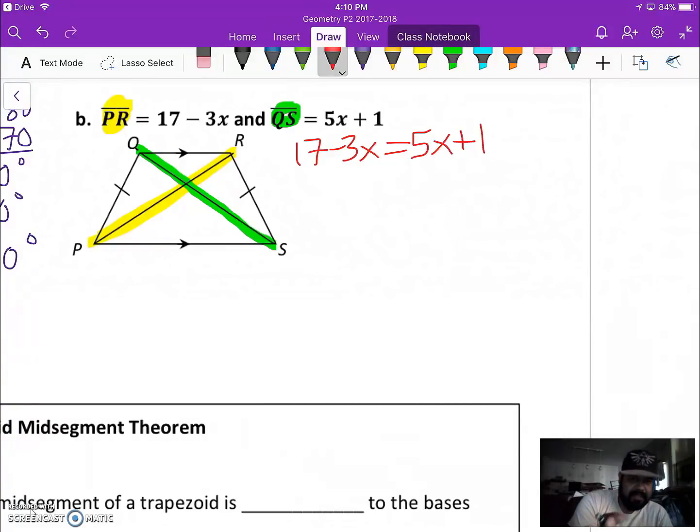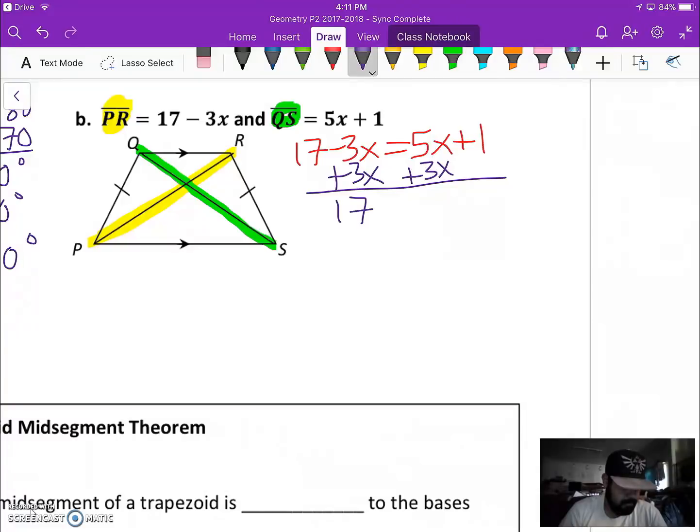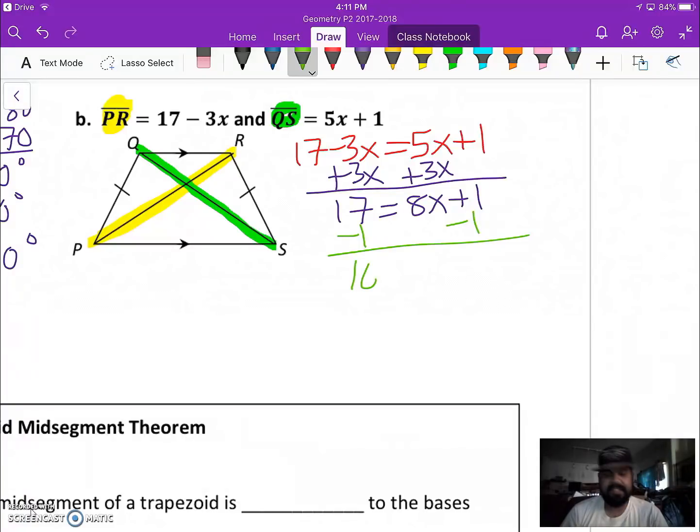Now, I see the 3x, and there's a minus sign in front, so I know, hey, that's got to be my smaller x term. The 5 is positive, so that's going to be bigger. I want to move that 3 over by adding it. And now we're just right back to our beautiful algebra. 16 equals 8x. And so then divide by 8. Getting ahead of myself there. Don't do that. x equals 2.